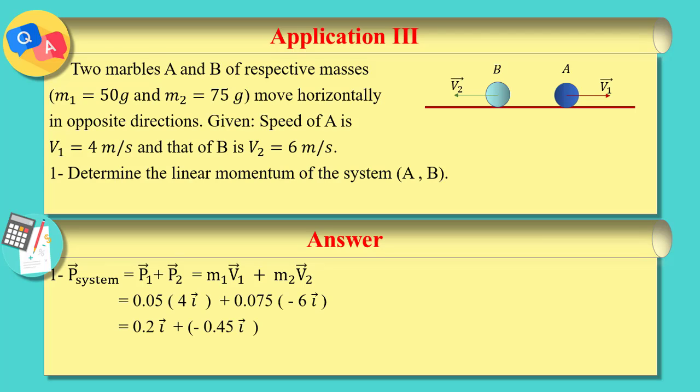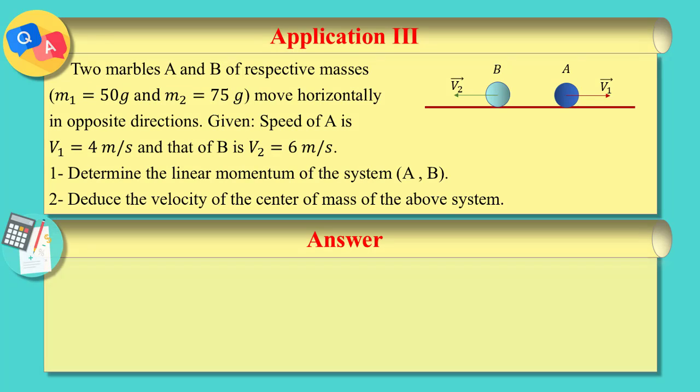Replace the mass and the velocity as vectors. Mass is 0.05 in kilograms. V1 is 4i positive because it is along the x-axis, and the mass m2 is 0.075, where V2 is minus 6i because it's opposite to the direction of motion. You have the right to choose any one of these two directions to be positive. Continue solving it. You can find that the answer is minus 0.25 i kilogram meter per second. It means that the linear momentum of the whole system is of opposite direction with respect to the positive x-axis.